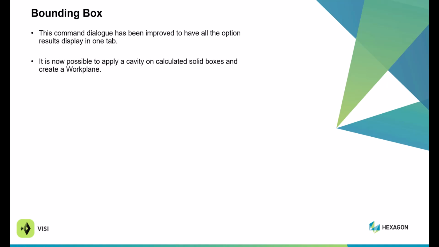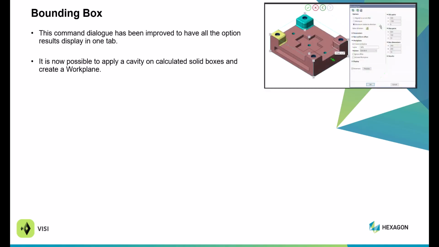Some of the new functionality within Bounding Box is basically combining everything into one tab. So the results data has been moved into one tab. It is now also possible to apply a cavity on the calculation of the solid bounding box and create a work plane in relevance to the bounding box as well. So you can choose any of the points that are displayed to create a work plane from the bounding box.